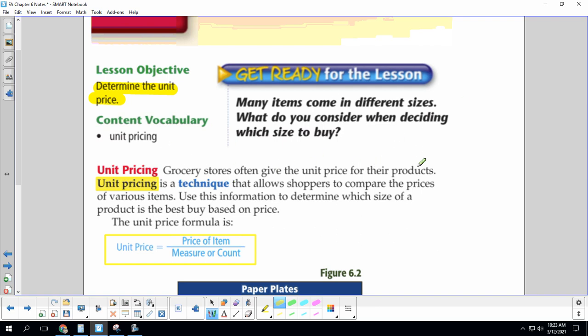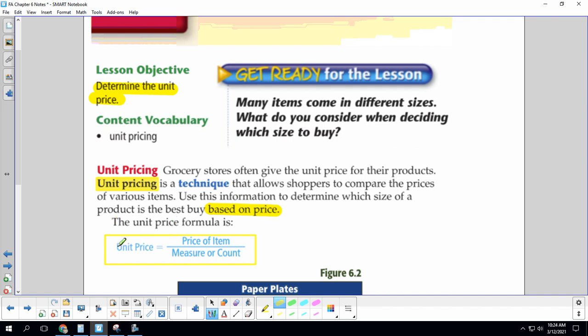Grocery stores often give the unit price for their products. You can find it next to the price. It's small, so you have to lean in to look, but most grocery stores that I've been to give a unit price for their products. Unit pricing is a technique that allows shoppers to compare the prices of various items. Use this information to determine which size of the product is the best buy based on price. So you guys are going to have to set aside the other random reasons you would buy different sizes of things, and we are just focusing on which is the best buy based on price.